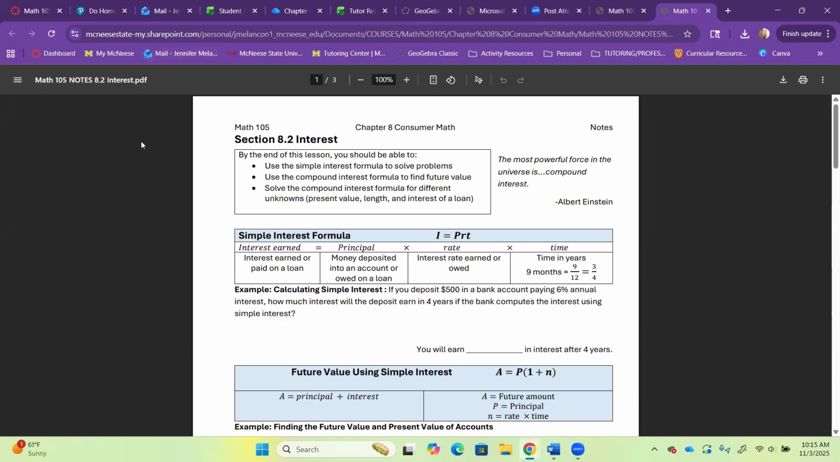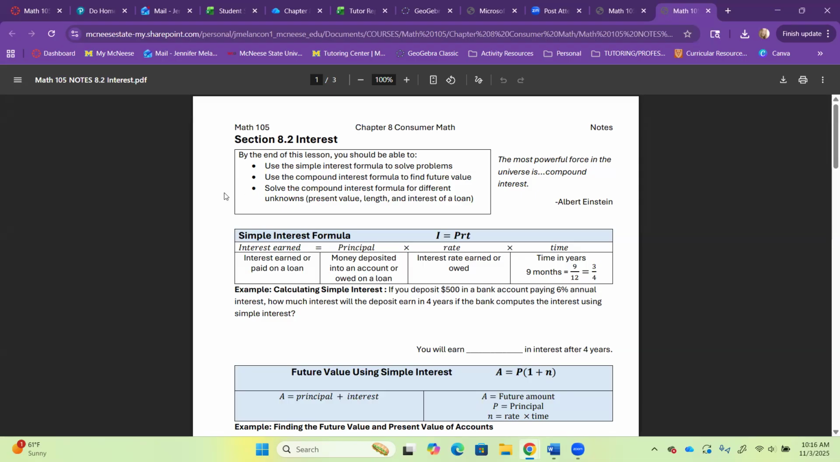All right, let's get started. So 8.2. In 8.1, we started talking about percentages so that we could talk about interest. That is finding the percentages of numbers and numbers that are a percent of a number. So this next section is on interest, which heavily uses percentages.